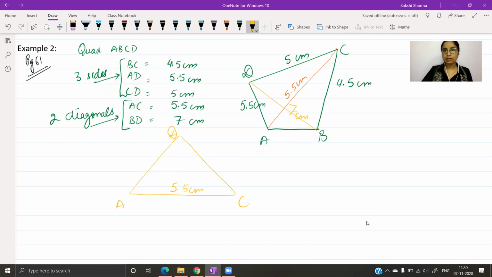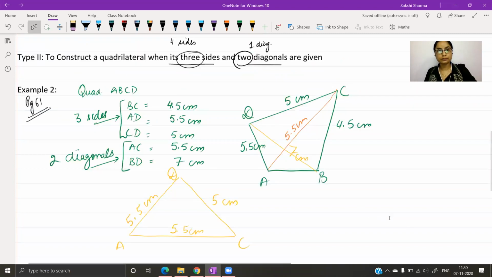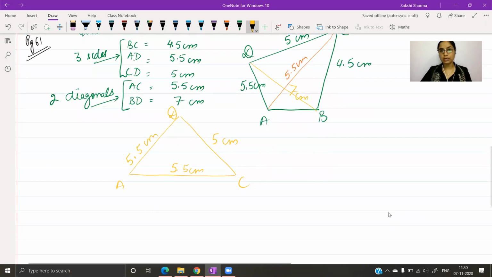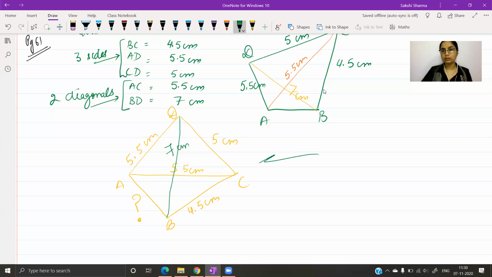So on this side you will have point D. AD is 5.5, CD is 5, and below you will have point B, and this is 4.5. This time I don't have this side. Instead, I have the diagonal BD, 7 centimeters. This is how I'm going to use the rough sketch for my construction.